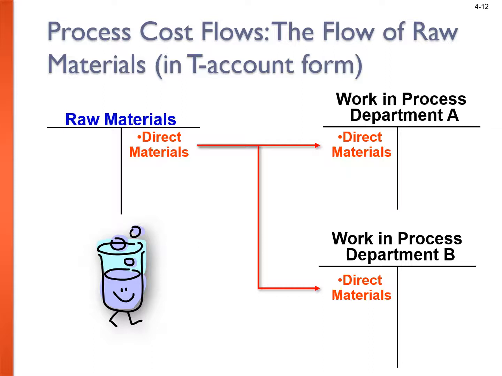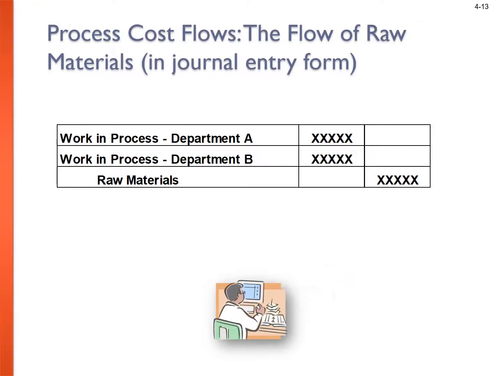So raw materials will come out of the storage area. Maybe they'll go to each, maybe they only go to one. It all depends on what's being produced. So they would debit work in process A, preparation, and work in process department cooking for the amount of the materials transferred to those departments, and then credit raw materials.